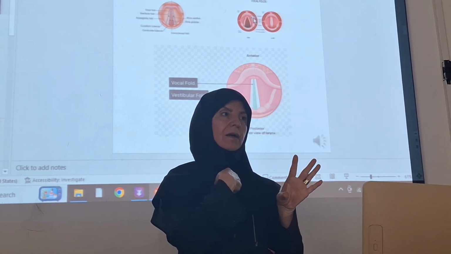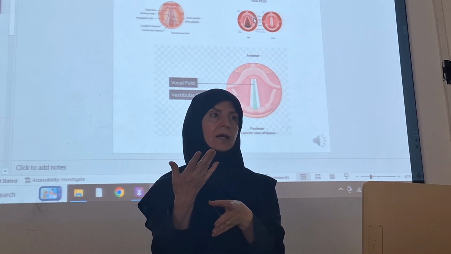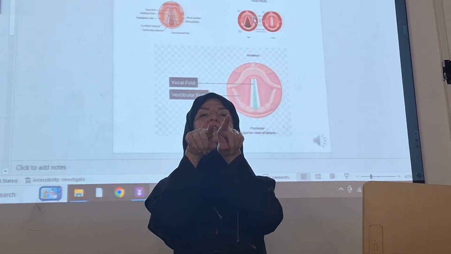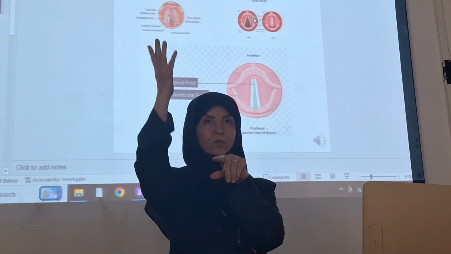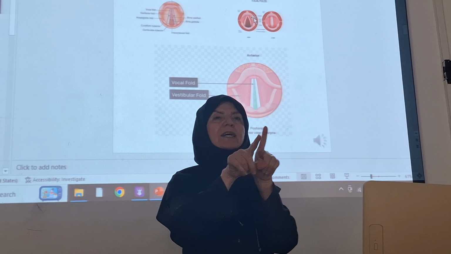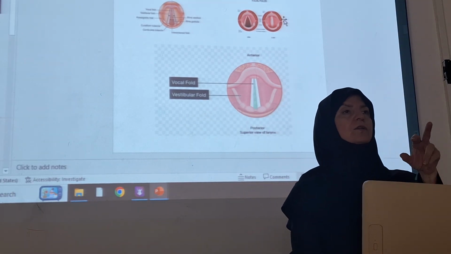Because there is no air passing to vibrate the vocal cord. You are going to do the tracheostomy inferior to the vocal fold. So superiorly, you don't have passing of the air, and the vibration of this vocal cord is not going to happen.